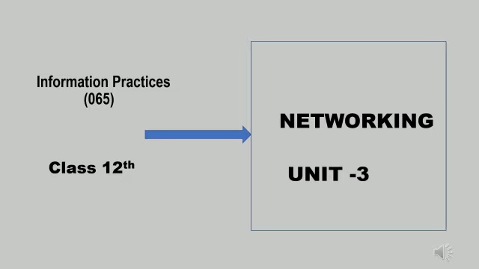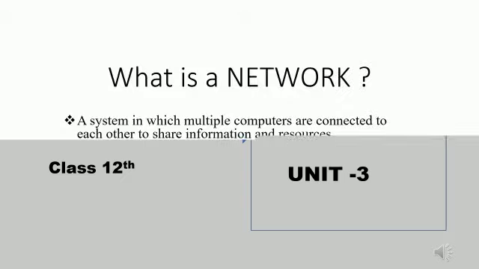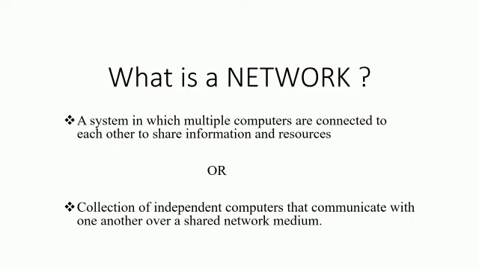Today we'll be going to start the chapter networking, that is unit number 3 as per your new CBSE syllabus session 2020-2021. So first of all, we'll try to understand what a network is. A network is a system in which multiple computers are connected to each other to share information and resources. Networking can also be defined as the interconnection of various devices which can share data and resources among each other.